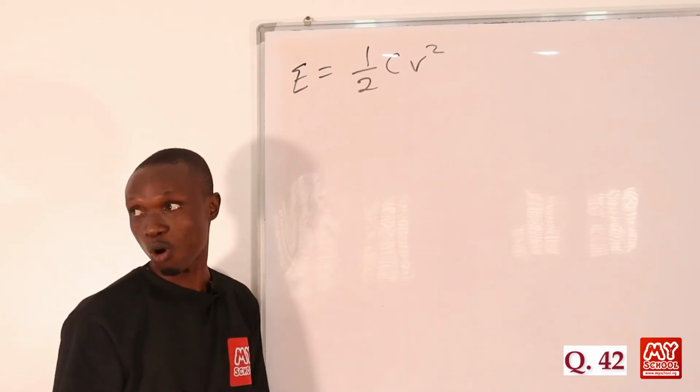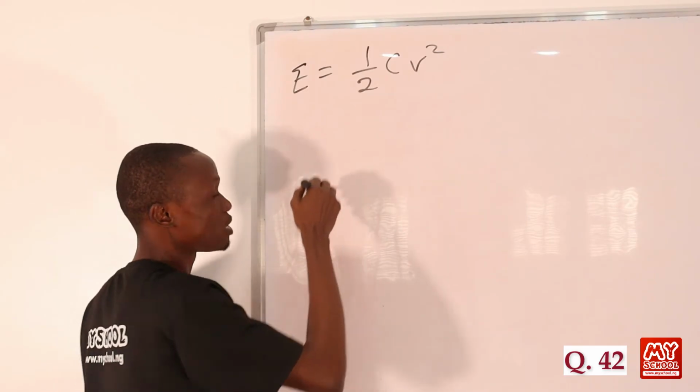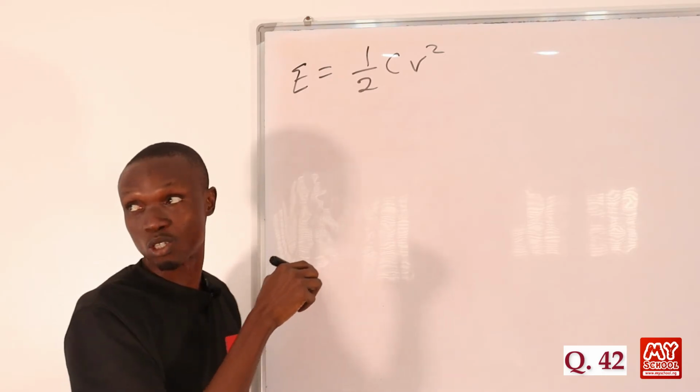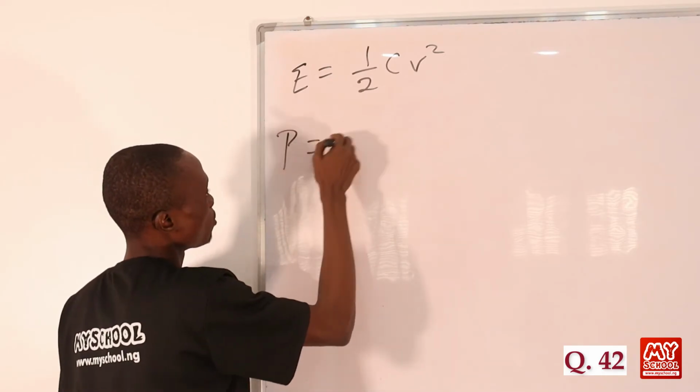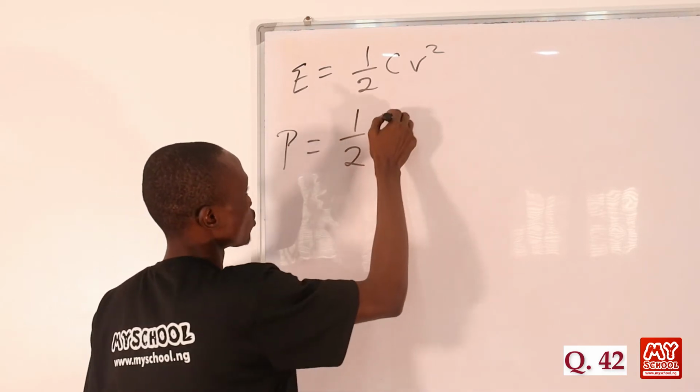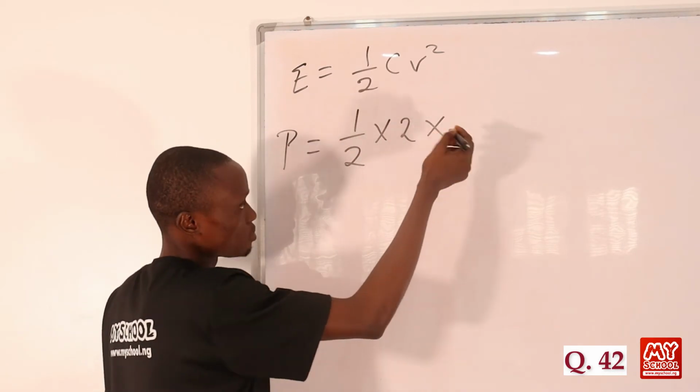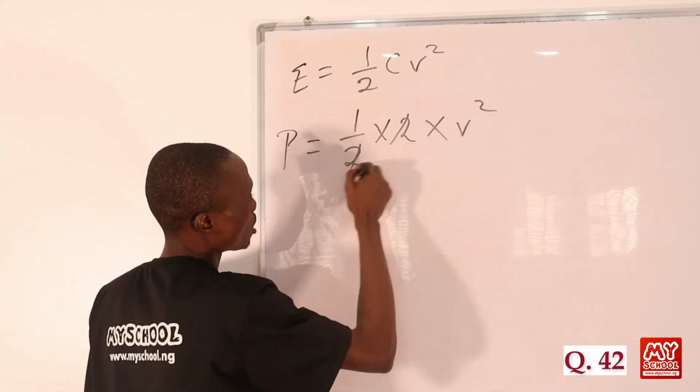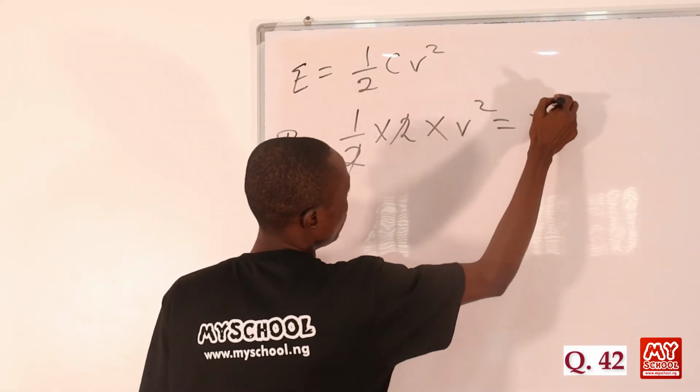So let's calculate, first of all, the energy stored in the capacitor P. P will now be equal to 1 over 2, then the capacitance is equal to 2, then 2 times V squared. So the 2 cancels out the 2, so that we'll be having V squared left.